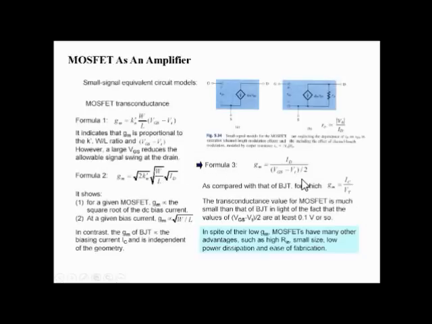This is one of the important formulas about transconductance, that is ID divided by (VGS minus VT) by 2, as compared to the BJT, for which gm or the transconductance is IC by VT. This transconductance value of the MOSFET is much smaller than that of the BJT, in light of the fact that the value of (VGS minus VT) by 2 is at least 0.1 volt. But in spite of the low transconductance, MOSFETs have other advantages such as high input impedance, small size, ease of fabrication, and low power dissipation. So these are some of the main advantages of using MOSFET.